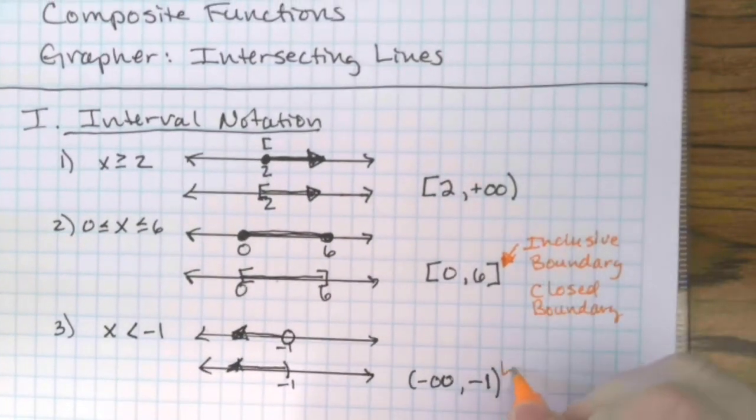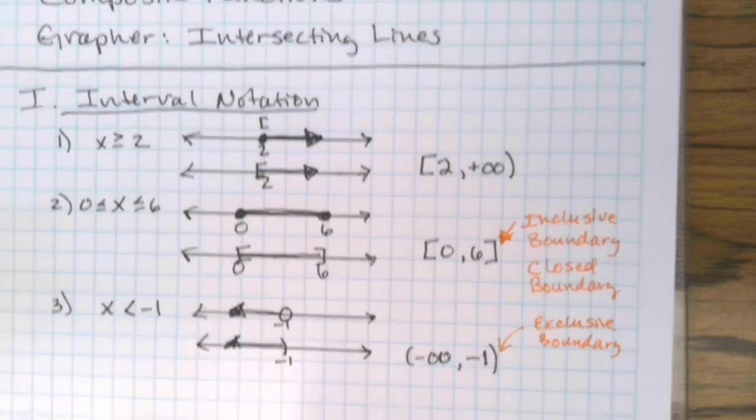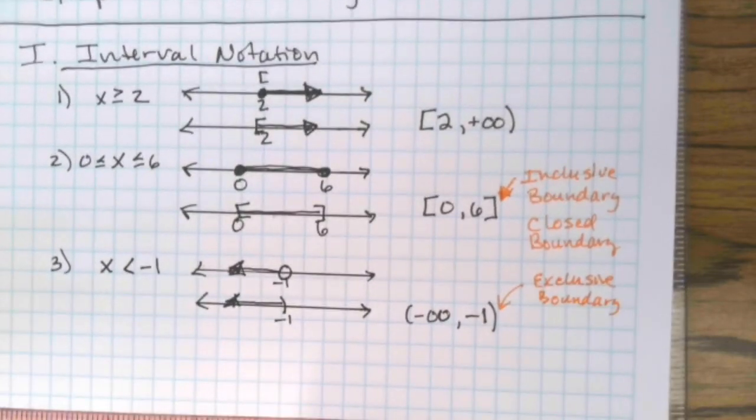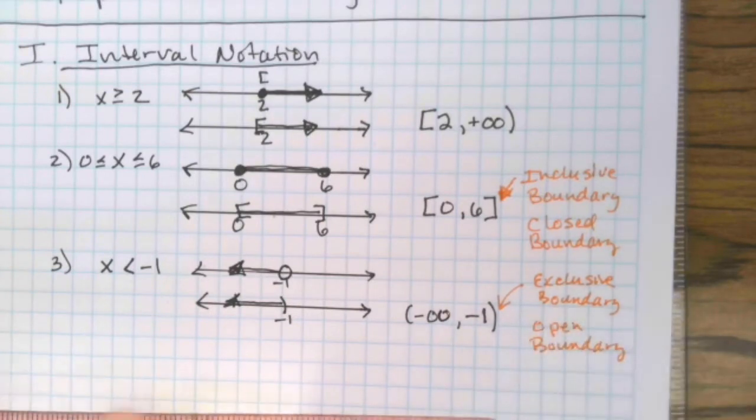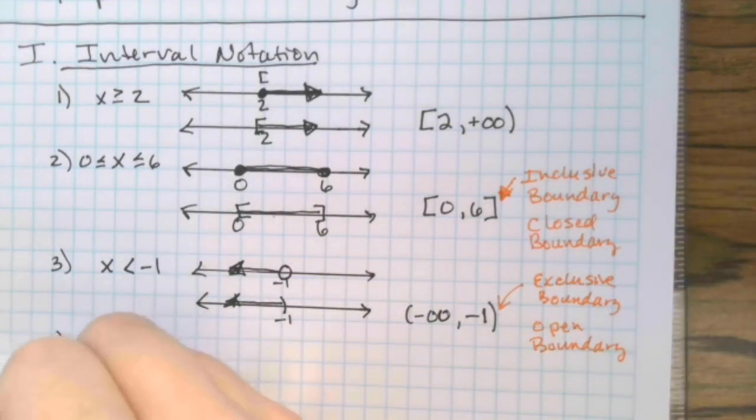So parentheses means what we call an exclusive boundary, because it is excluded from the solution set. It's still a boundary, but it's not part of the solution set. It's also called an open boundary because you can get infinitely close, but not right on it. All right, last one of these.